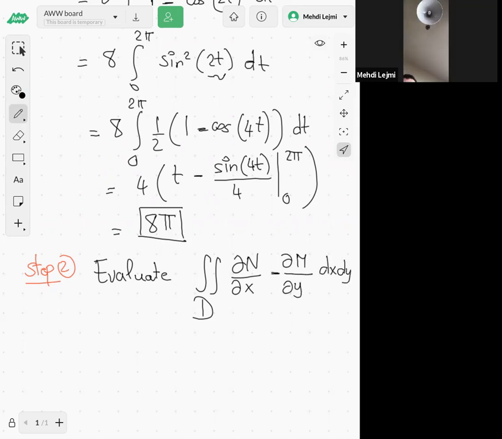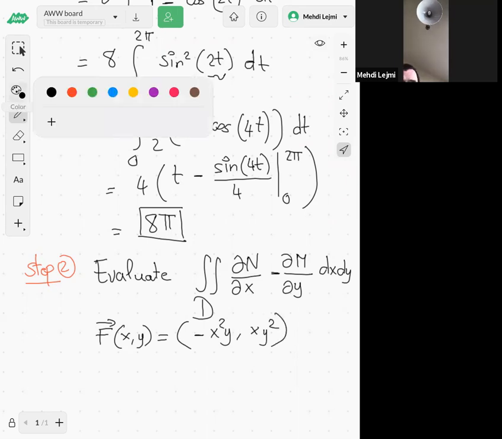Now, what's M and N? They're just the components of your vector field, right? Your vector field, we said, is minus x squared y and then x y squared. That's my vector field F. So the first component is the function M, and this is N. We know how to compute the partial derivatives. That's not a problem.